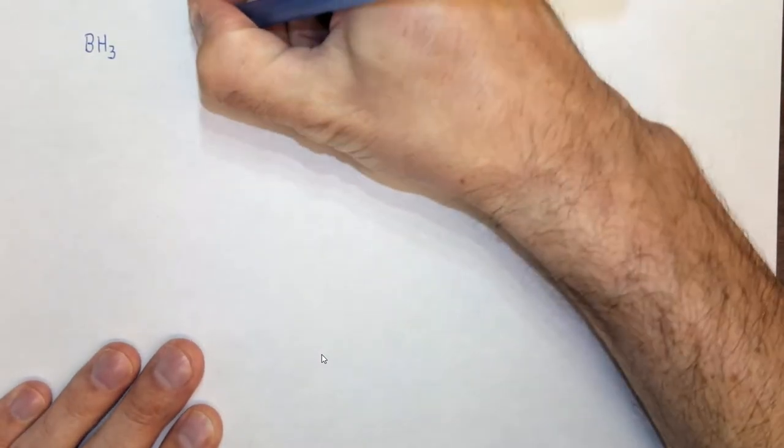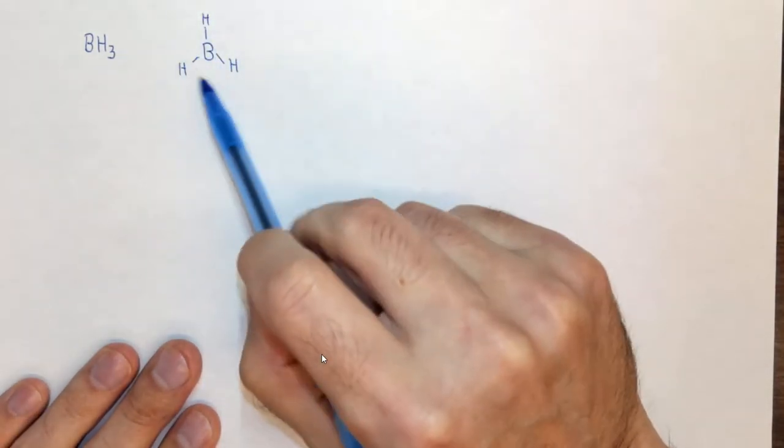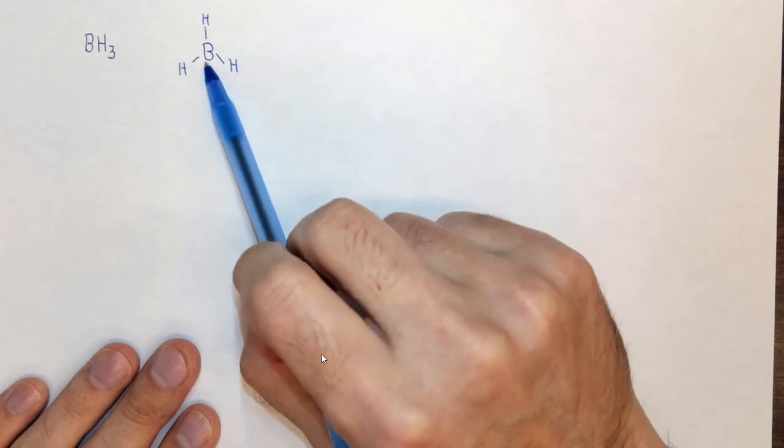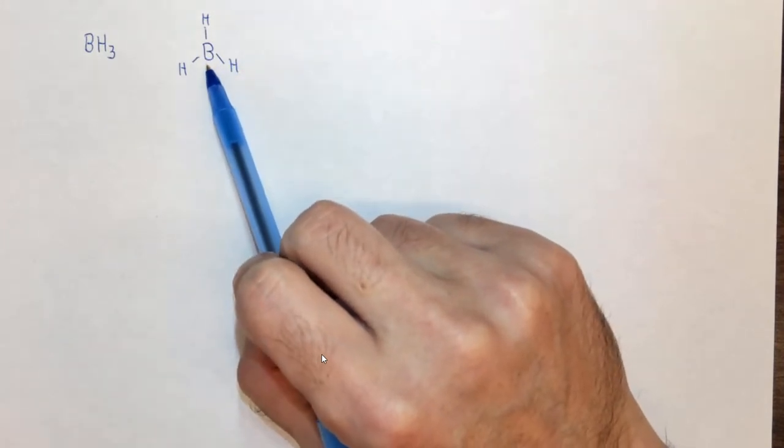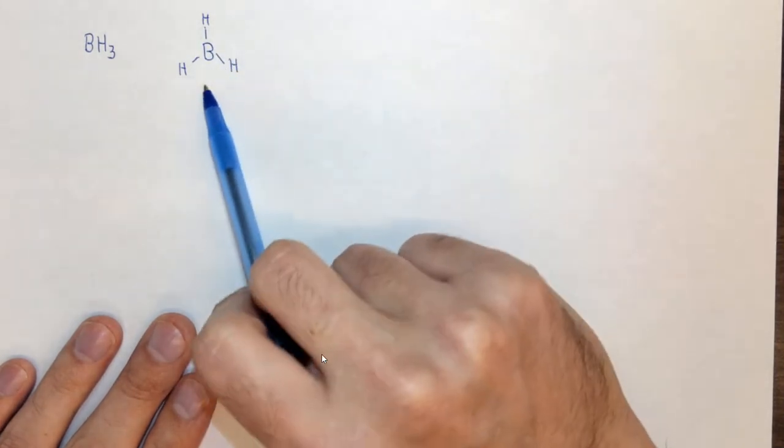So I'm just going to directly draw them for us. So we have BH3. This is the Lewis structure of BH3. Note that the boron is an exception which doesn't want an octet, and that's because it's a very small molecule, and it just doesn't have enough electrons to fill its octet.